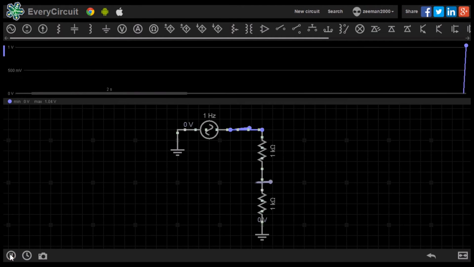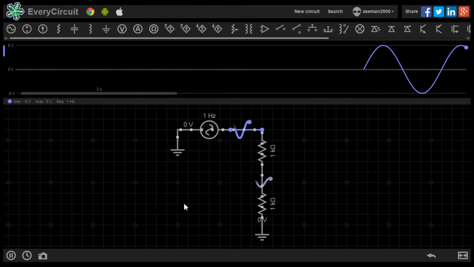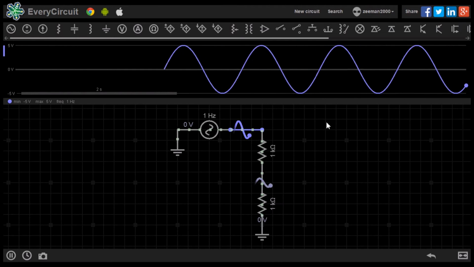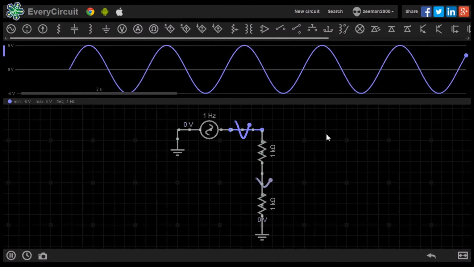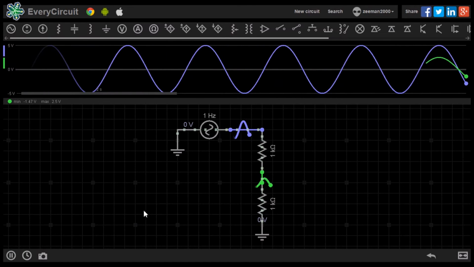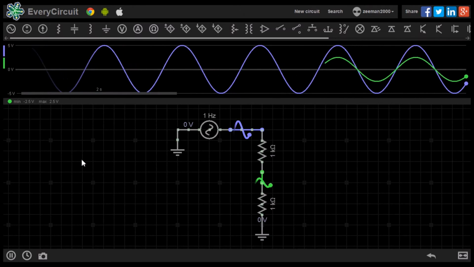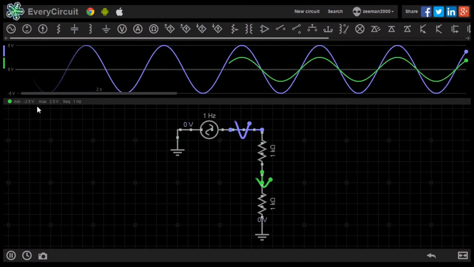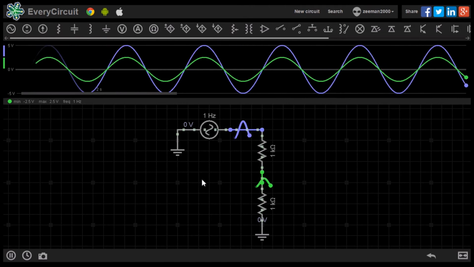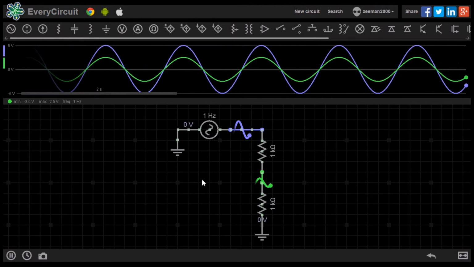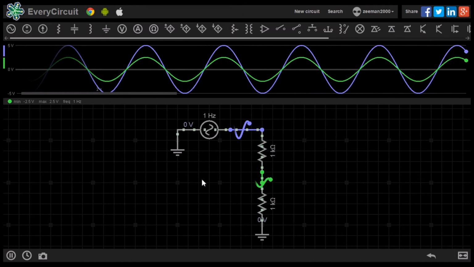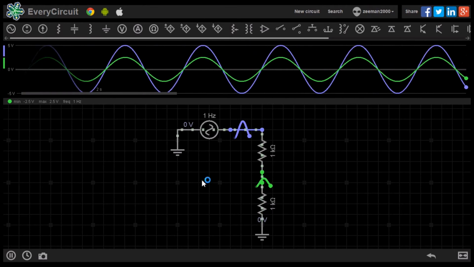Now when we play the simulation and use the waveform viewer to view the signal source, we can see we have a 10 volt peak to peak signal. When we view the signal between the two resistors, we can see the signal has dropped to 5 volts peak to peak. The signal is divided in half as expected, and we would expect the same to have happened if the power supply was DC. Resistors act exactly the same way in an AC circuit as they do in a DC circuit.